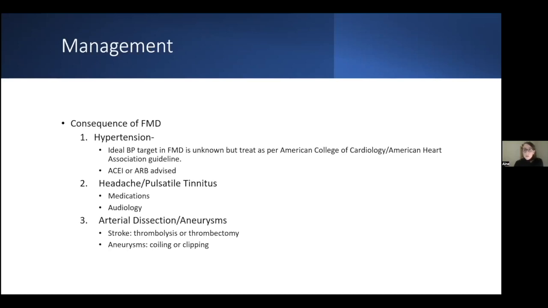If the patient has presented with an arterial dissection or an aneurysm, so a dissection is a tear on the vessel wall, or an aneurysm where the vessel has ballooned out and unfortunately ruptured, causing a bleed, you treat these patients as you would any other patient who presents with an arterial dissection or an aneurysm. So in the case of a stroke, these patients will be treated with thrombolysis, where you try and break down the clot that's causing the problem, or thrombectomy, where you go and try and retrieve the clot that's causing the problem. In the setting of aneurysms, depending on their size and their location, these will be coiled or clipped to prevent them from rupturing.